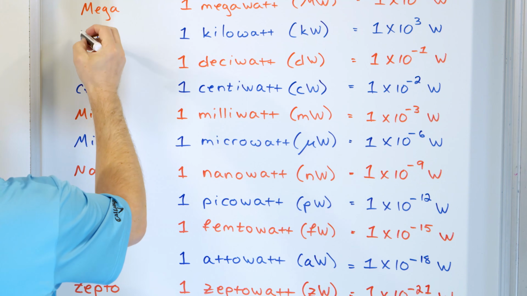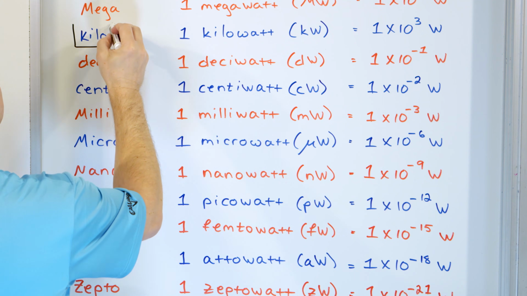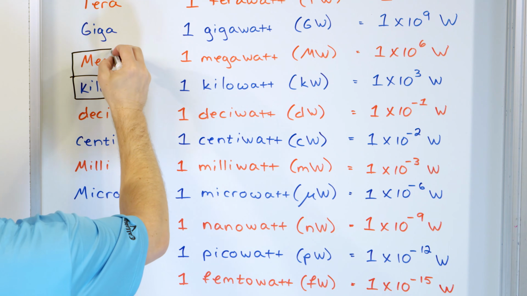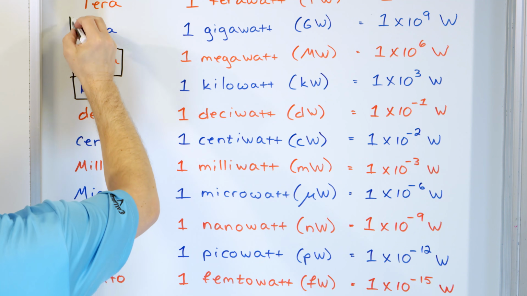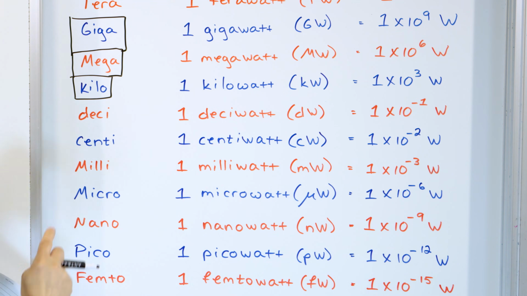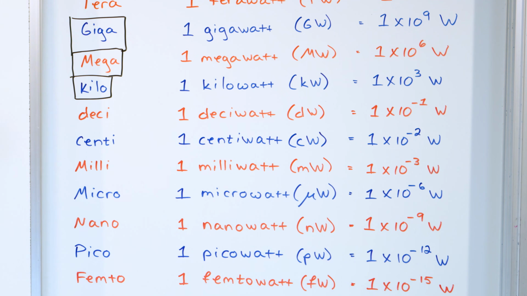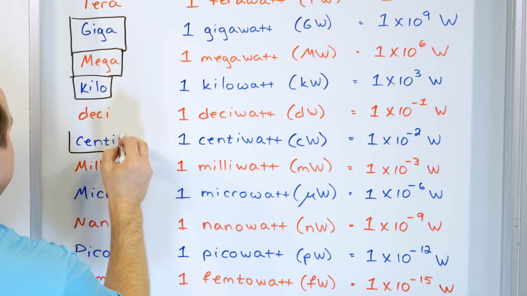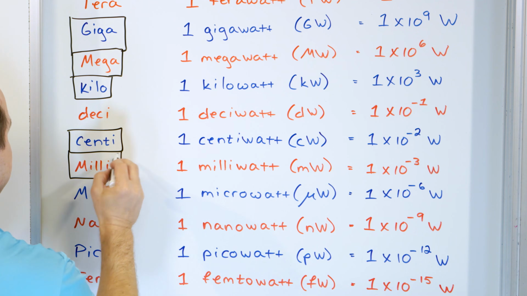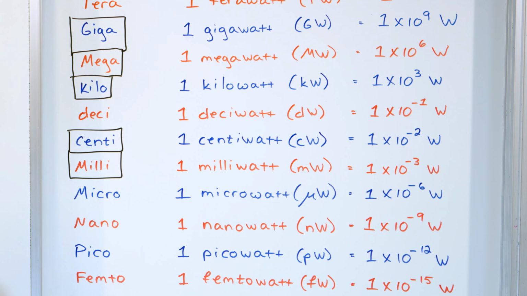Now, I told you some of these are more useful than others. I'll show you the ones that we use all the time. We use kilo all the time. We use mega all the time. We use giga all the time. We use those in everyday language. Gigabyte, megawatt, kilowatt, kilometer. We use those all the time. We also use centi all the time. We also use milli all the time in everyday life, because we have centimeters and millimeters, right?